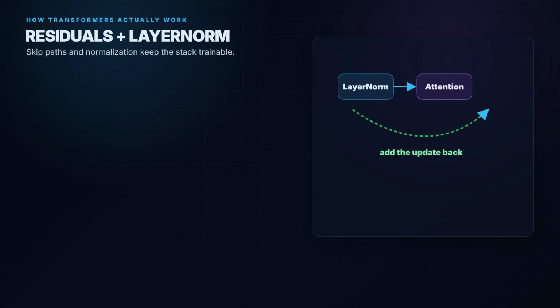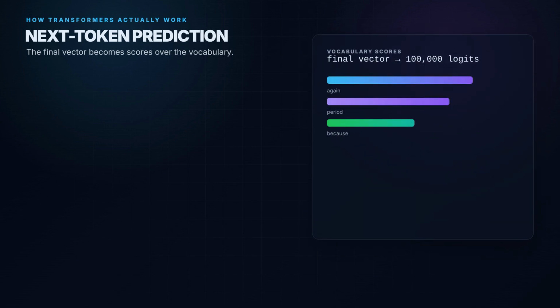One block adds a little context. Dozens of blocks gradually build richer representations: syntax, references, facts, relationships, and task behavior. After the final transformer block, each position has a context-rich vector. For a causal language model, the vector at the last position predicts the next token. That vector is projected into the vocabulary. If the vocabulary has 100,000 tokens, the model produces 100,000 scores.